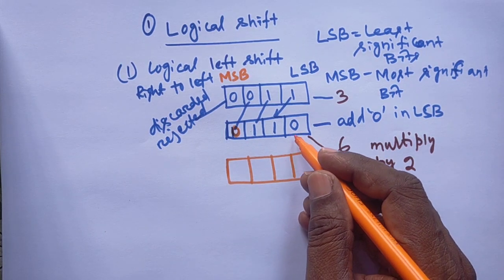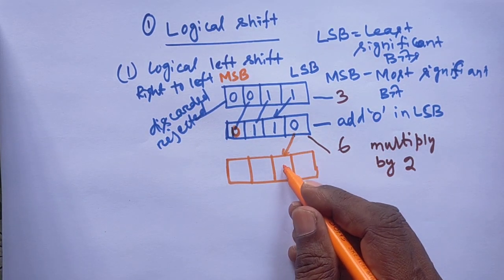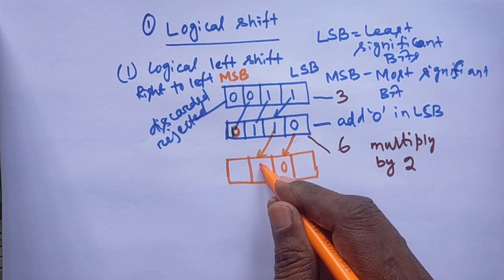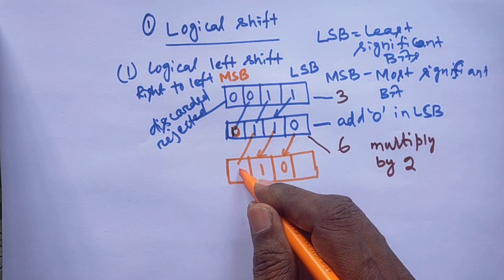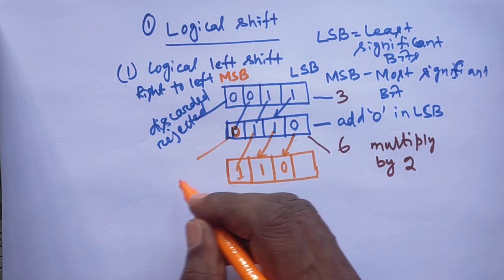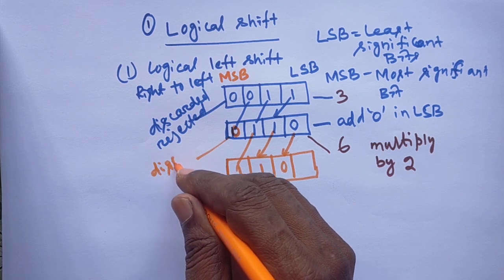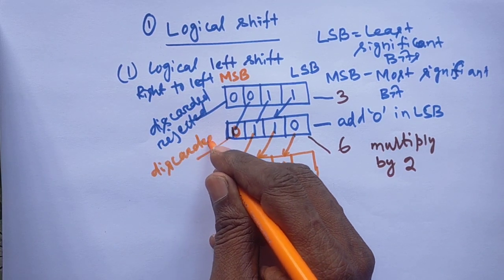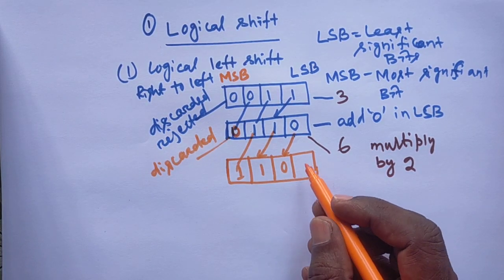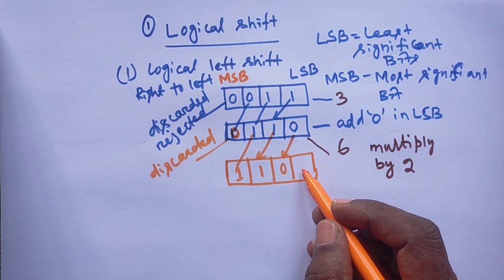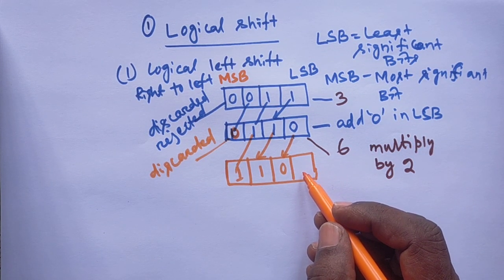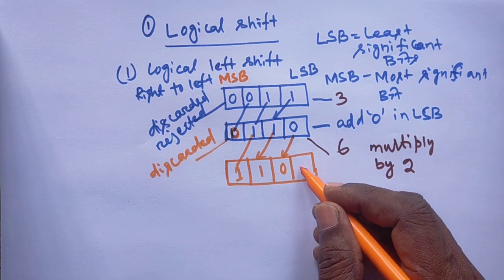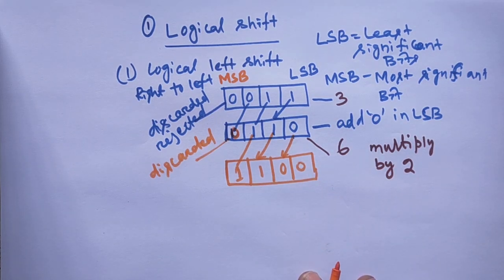Now see, this shifts to here, that is 0. This shifts to here, that is 1. This shifts to here, that is 1. But this will be discarded, or rejected. Again, what happens? I told you the first one is not available, or we can add 0 since it is empty space. It will be 0.